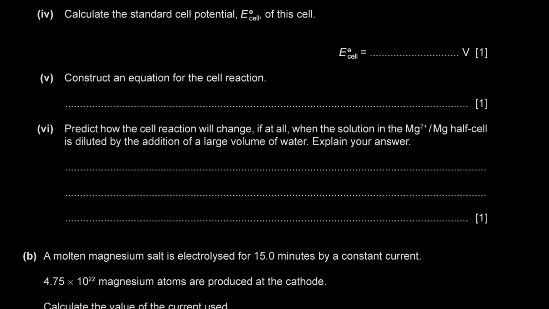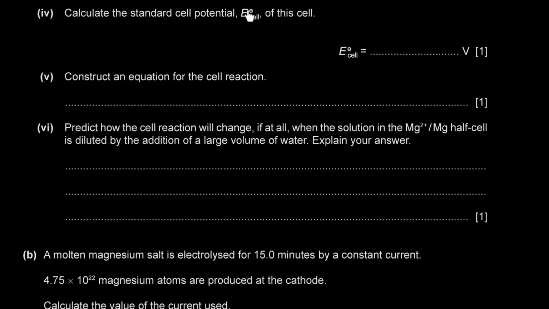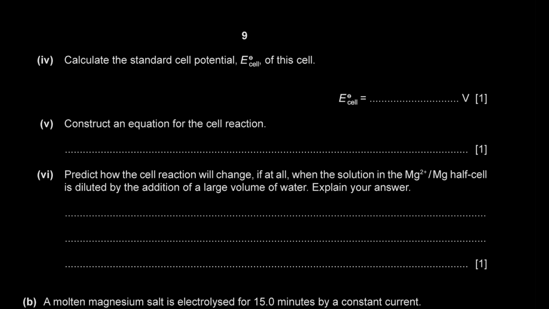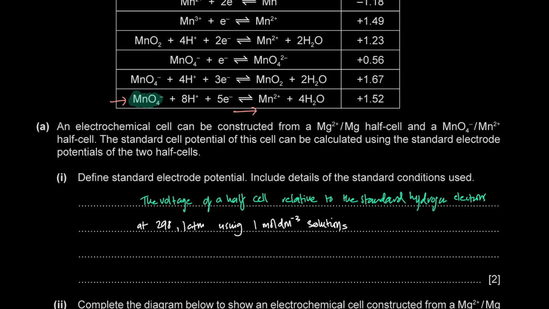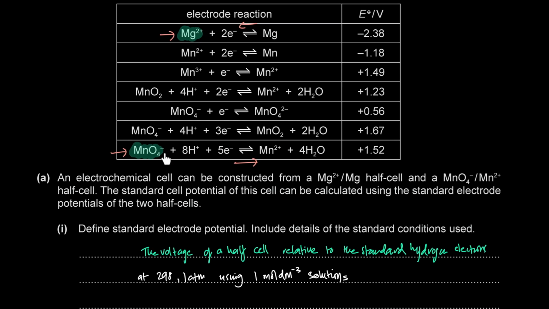Calculate the standard cell potential of this cell. Now, over here, we know that the manganate 7 is undergoing reduction, so that's +1.52, and the magnesium is undergoing oxidation, so that's the reverse reaction, so that will be +2.38.